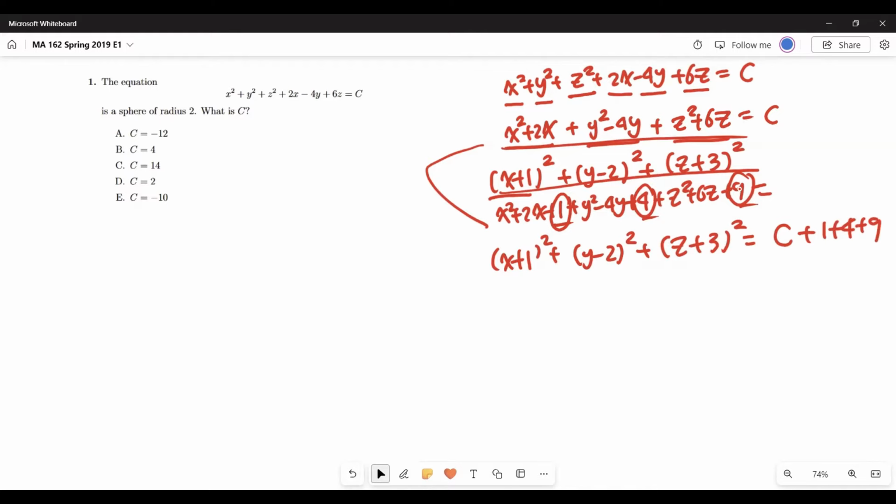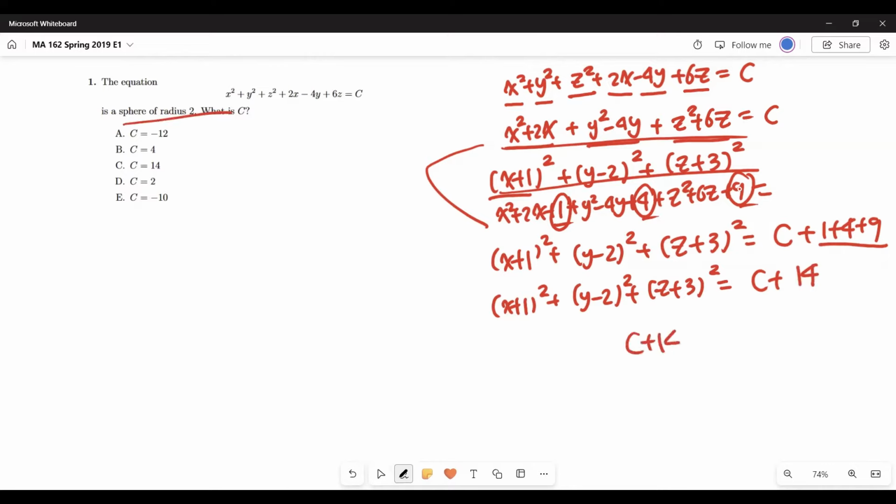So if you write it again, x plus 1 squared plus y minus 2 squared plus z plus 3 squared equals c plus 14. And then we're given that the sphere has a radius of 4. So c plus 14 should equal 4, meaning c should be negative 10. So the answer for this question is E.